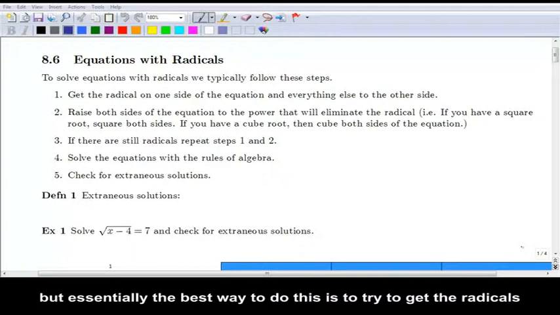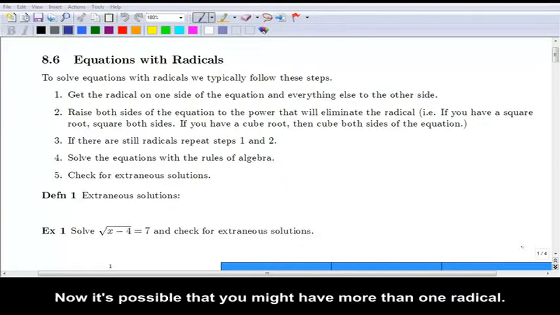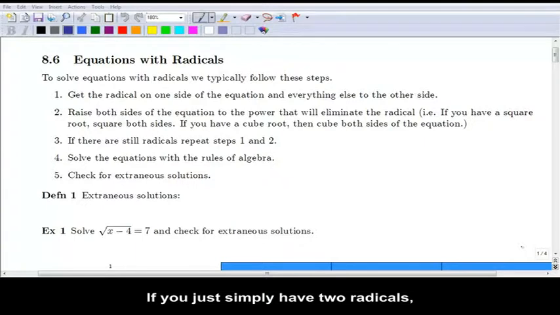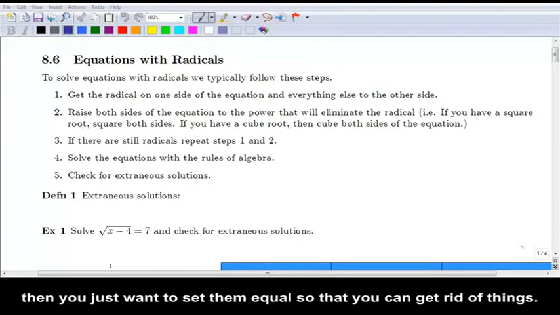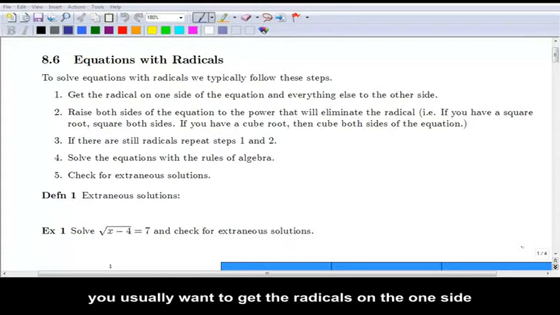to try to get the radicals on one side of the equation and everything else on the other side. Now, it's possible that you might have more than one radical. If you just simply have two radicals, then you just want to set them equal so that you can get rid of things. But if you have two radicals and another number or another expression, for instance, you usually want to get the radicals on the one side and everything else on the other side. So this is usually the rule that you want to follow.